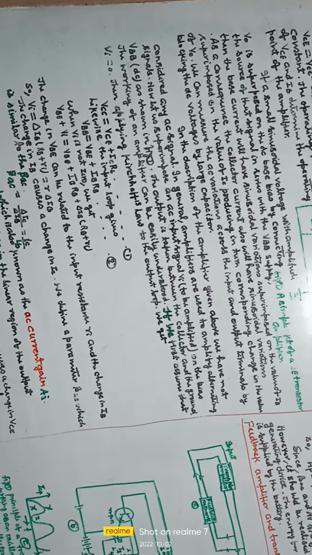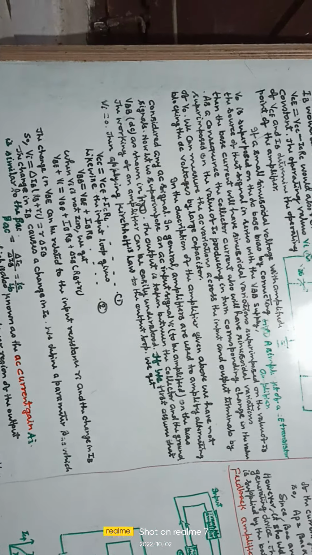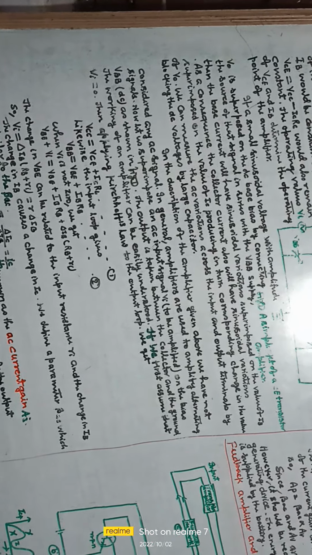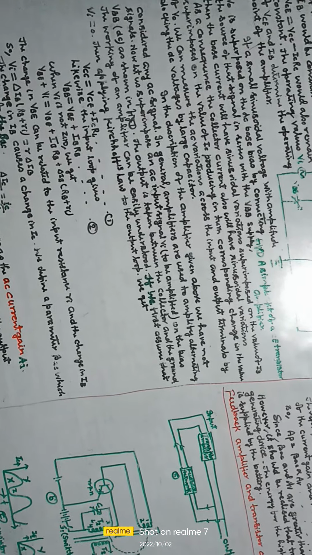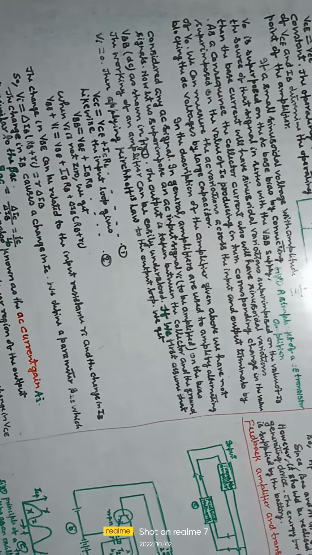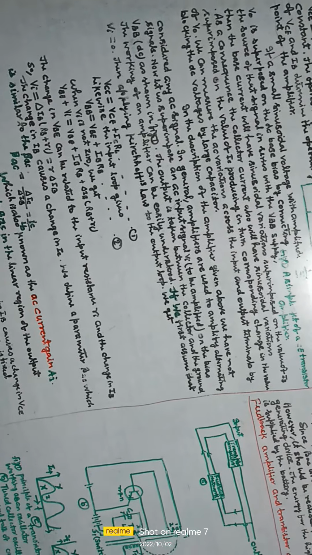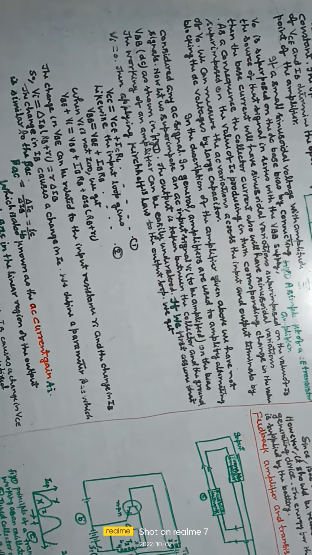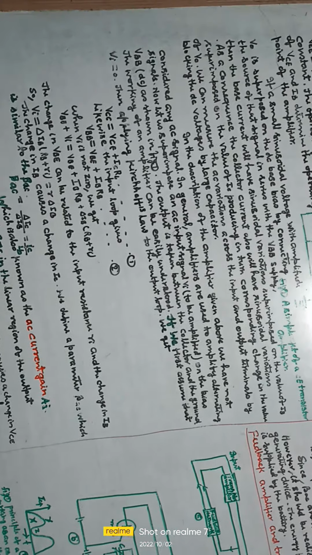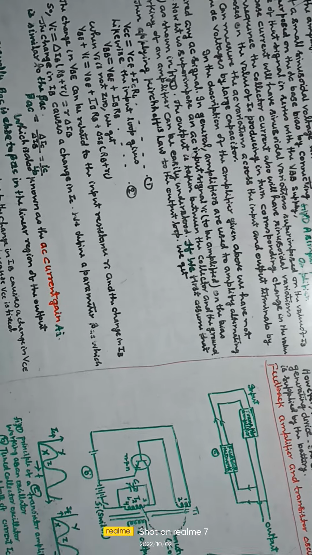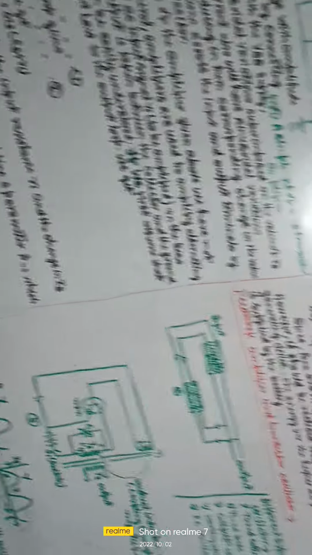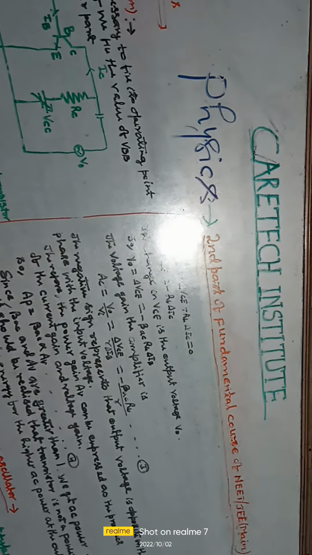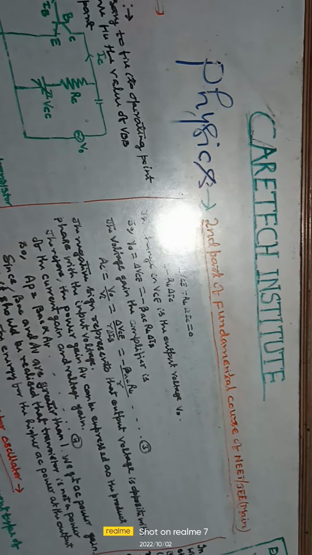We define a parameter beta AC, which is similar to beta DC. Beta AC equals delta IC by delta IB, and IC by IB, which is also known as the AC current gain Ai. Usually beta AC is equal to beta DC in the linear region of the output characteristics. The change in IC due to change in IB causes a change in VCE and the voltage drop across the resistor RL, because VCC is fixed. So, delta VCC equals delta VCE plus RL delta IC equals 0, or delta VCE equals minus RL delta IC.